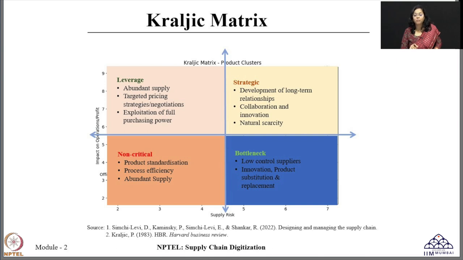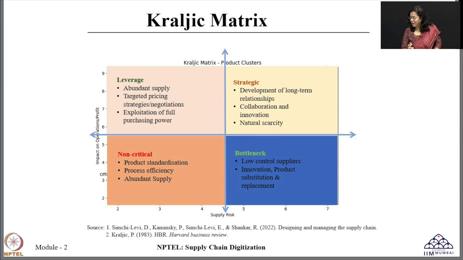This is given by Peter Kraljic, and the matrix which is shown over here is called the Kraljic matrix. So here on the x-axis, if you have your supply risk, and if you cover information about the impact on profit on the y-axis, we can make this Kraljic matrix.